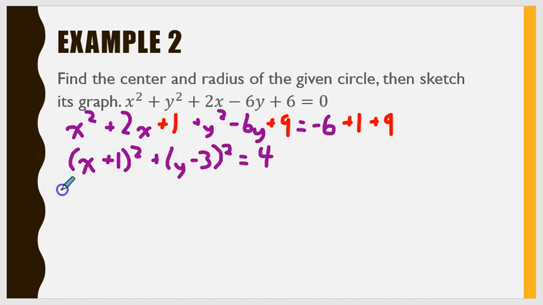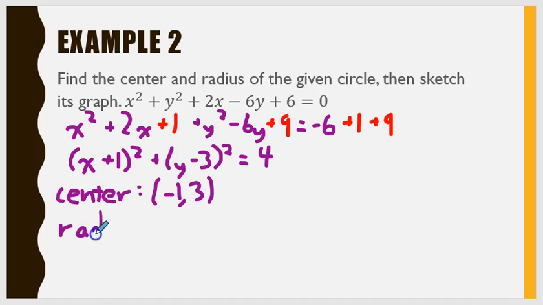So if they ask you for the center and the radius, just don't forget to flip the signs on the h and the k values. So h is negative 1, k is positive 3, and for the radius, if it had said 4 squared, my radius would be 4. But since this just says 4 with no exponent on it, I need to take the square root of that number, so the square root is 2.